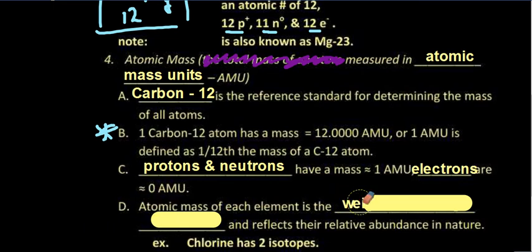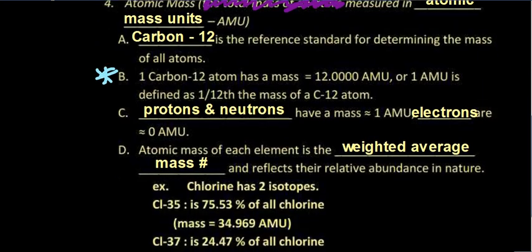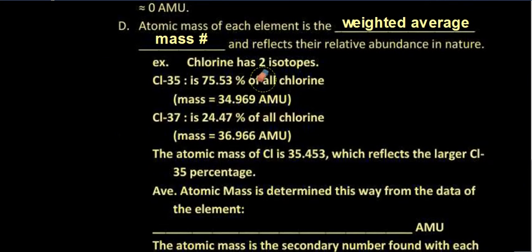The atomic mass of each element is the weighted average mass number of the element, and it reflects the relative abundance in nature. So for example, chlorine has 2 isotopes. 75.5% of the chlorine is chlorine-35, and 24.47% is chlorine-37. So the way we get the actual atomic mass of 35.45 is we take these numbers and we calculate the weighted average.